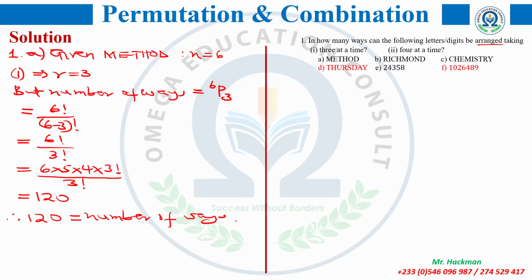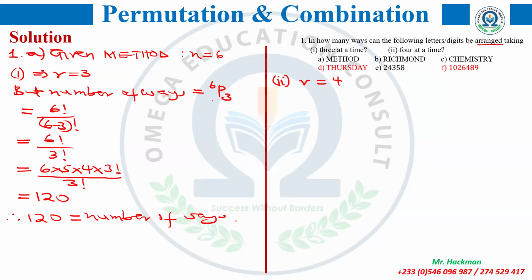All right, so now B. We've done it for I, so we are going to look at II. Is that clear? So II, taking 4 at a time, so our R is equal to what? 4. You agree? Yes, please. So this time around, that's what I'm going to do.